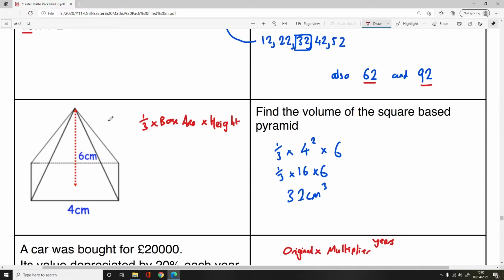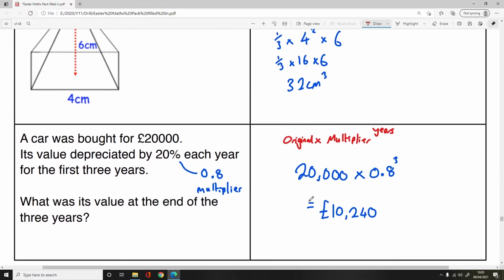Volume of a pyramid, this is the formula we should know. A third times base area times height. The base is a square, so 4 squared is the base area. A third times 4 squared times 6 gives you 32. Units are centimetres cubed.